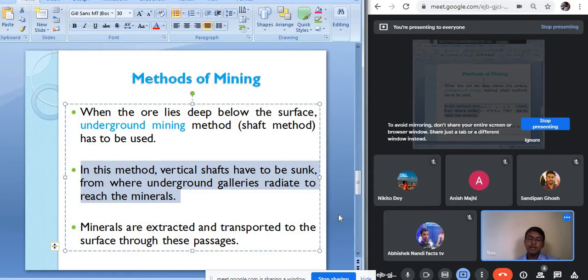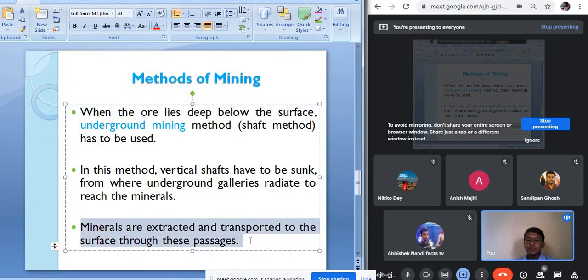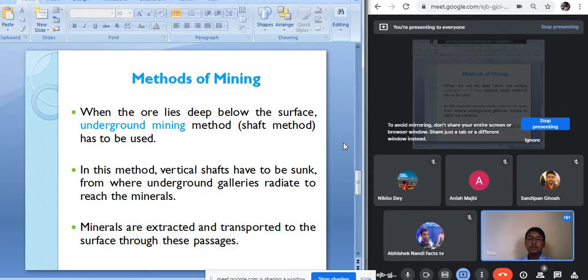and they extract the minerals, and they send the minerals to the surface with the help of pulleys and various instruments. So minerals are extracted and transported to the surface through these passages. From deep inside the underground, the minerals are extracted and transported through these passages. So this is how underground mining activity is mainly carried out.